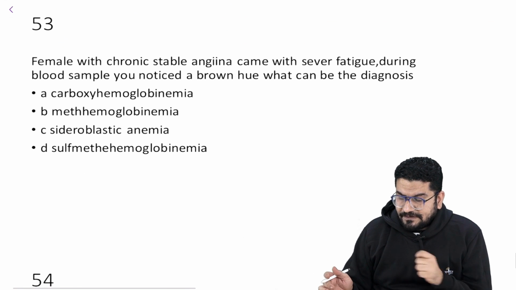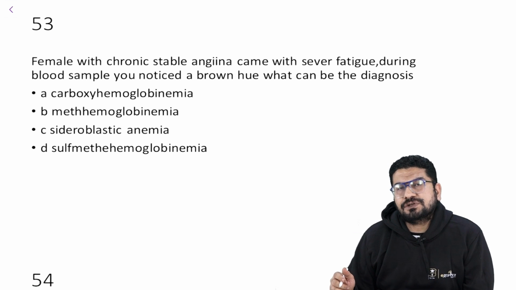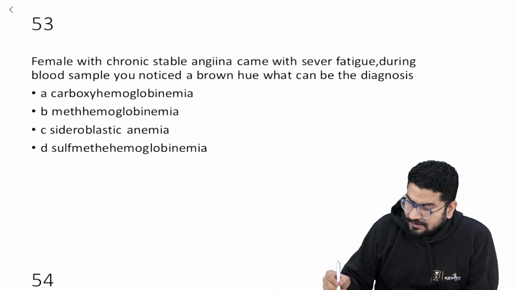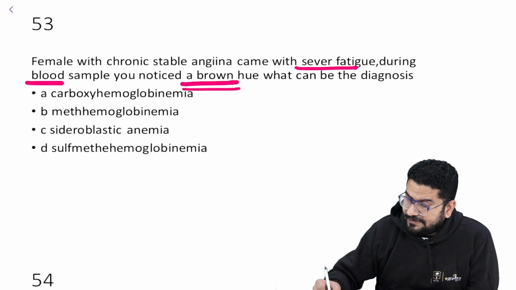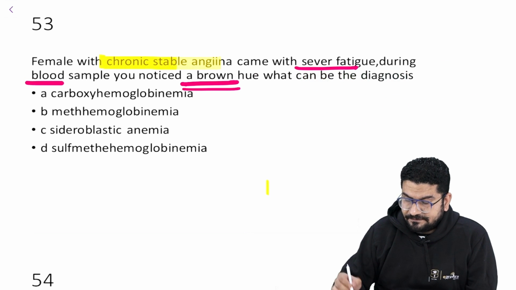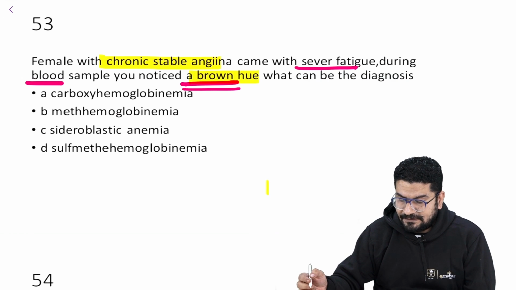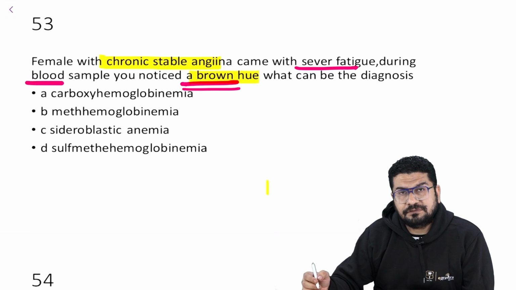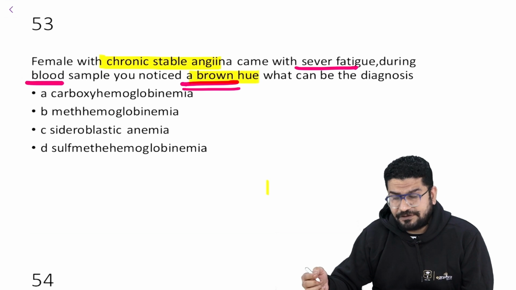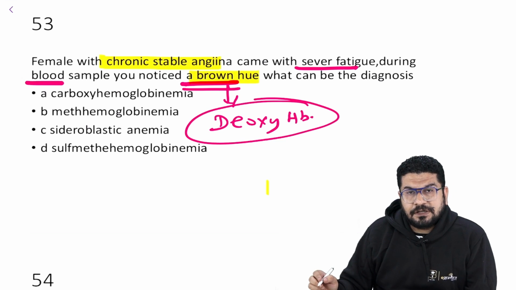Okay, a female with chronic stable angina came with severe fatigue. This is again a pharmacology overlap with a medicine question. During blood sampling, you notice a brown hue. So two hints are given here. First hint is stable angina. Second is brown hue. This brown hue could be due to a change in hemoglobin concentration. It could be due to some form of altered hemoglobin, right?